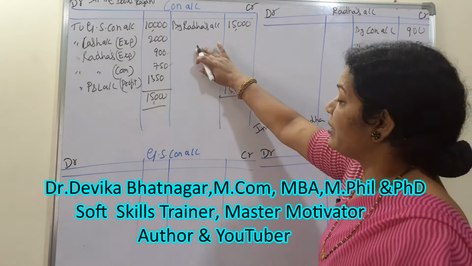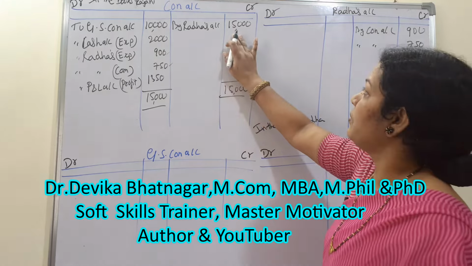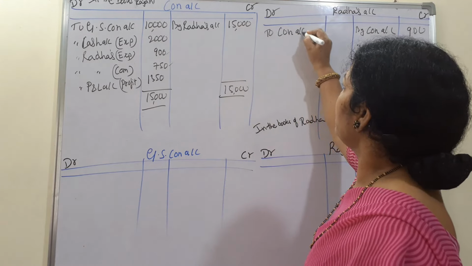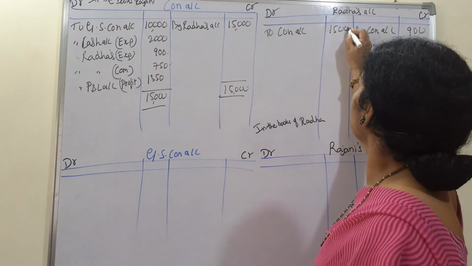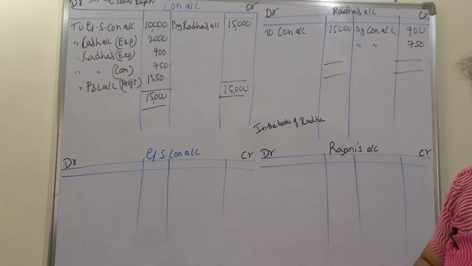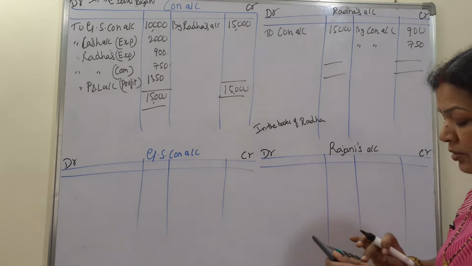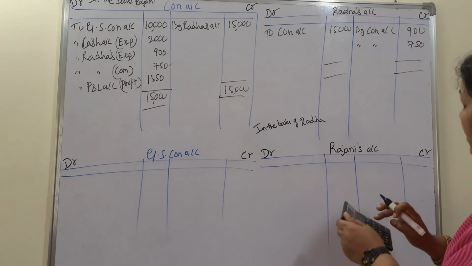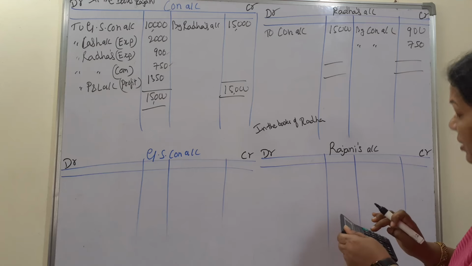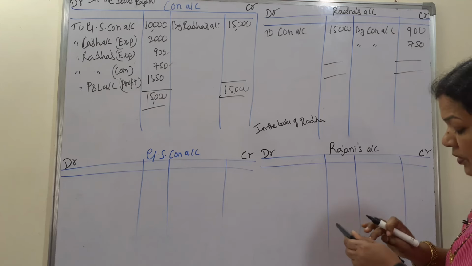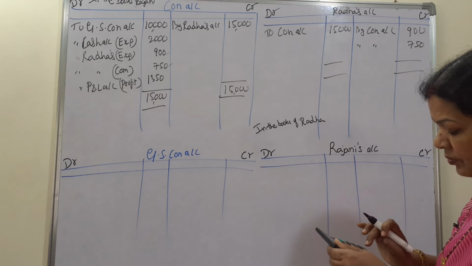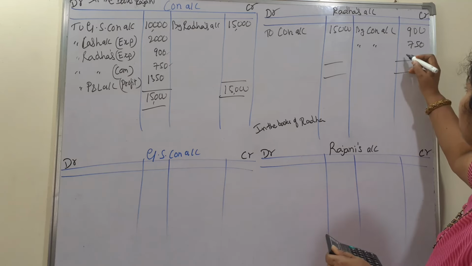And credit side we have 15,000. So that comes on the debit side. To consignment account 15,000. Over. 15,000 minus 900 and 750. It comes to 13,350.